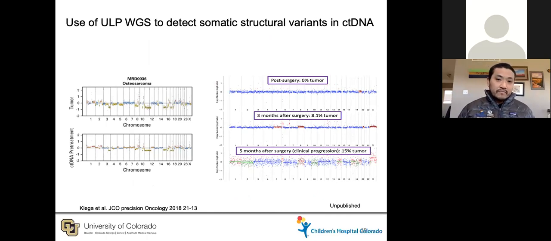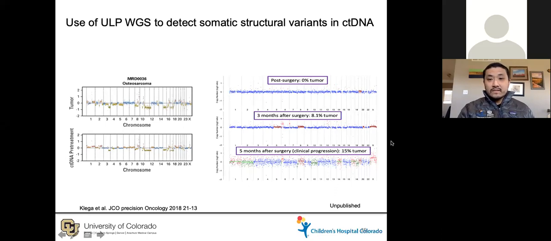So if you take that approach to osteosarcoma, the left side is what was published 2 years ago from Brian Crompton's group at Boston. You can see that using this ultra low passage whole genome sequencing, it's the ichorCNA from the Broad, you can see that there are these large chromosomal gains and losses that you can detect in the blood, which is the lower box, which follows exactly what they found in the tumor.